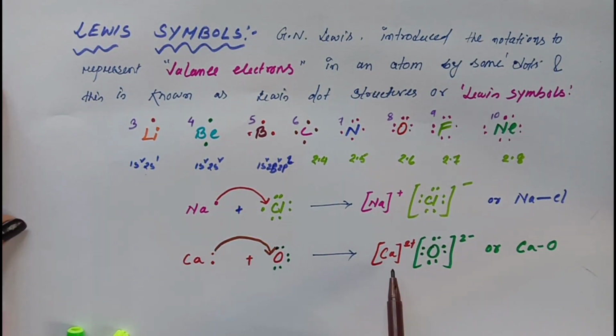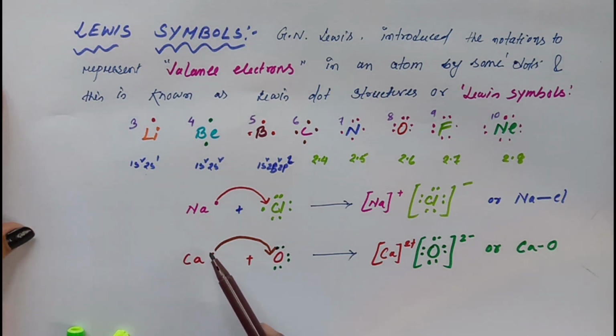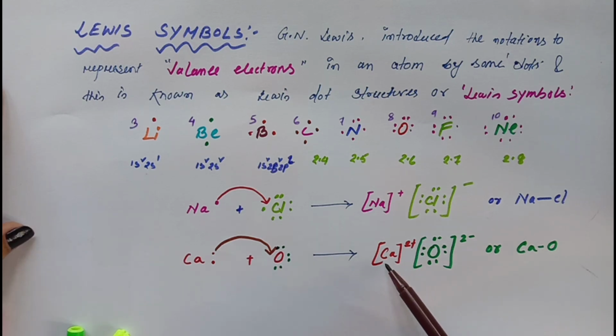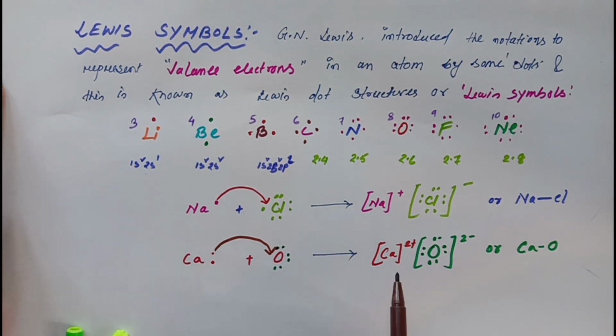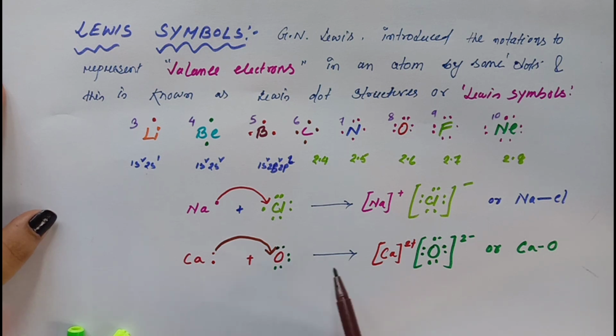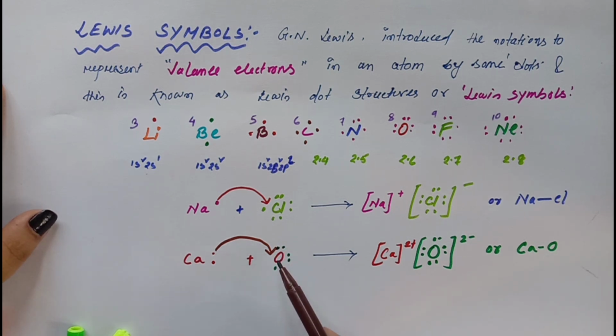Again, for the formation of calcium oxide, you can see that the valence electrons of calcium, that is 2 electrons, will transfer to the electron rich element, that is oxygen, and they will form the electrovalent bond between these 2 ions and form the compound CaO. So these are the representations of Lewis symbols by placing the valence electrons as dots.